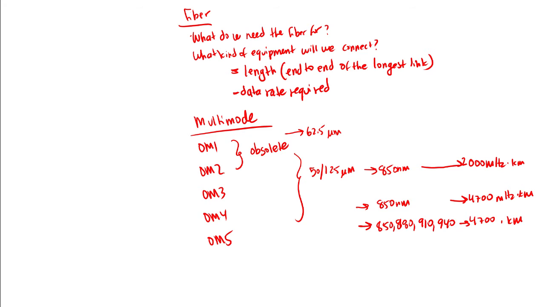And then we've also got single mode fiber, which has a much larger distance. And we've got OS1 and OS2, which use 1310, 1383, and 1550. Here we've got 1310 and 1550.